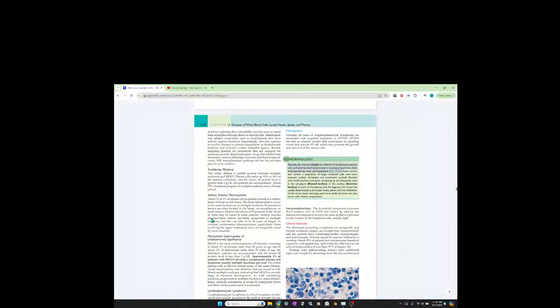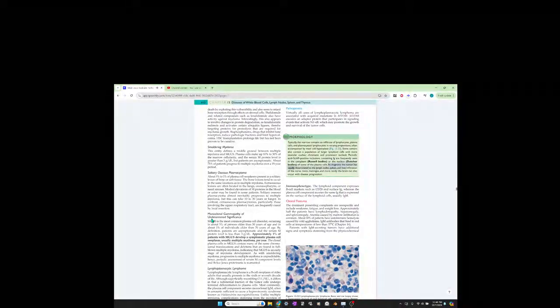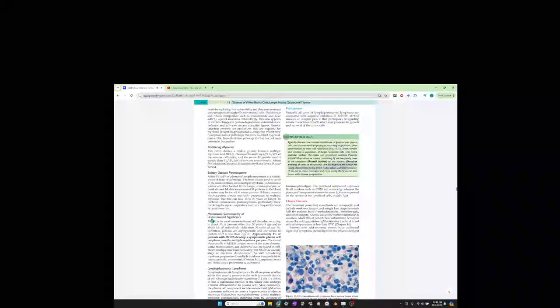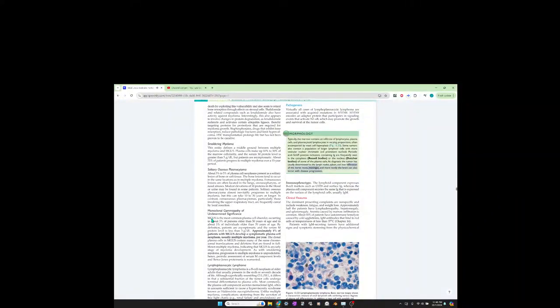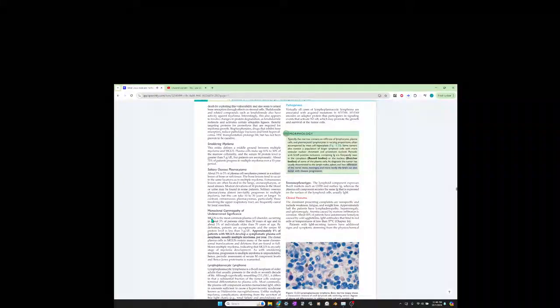Morphology. Typically, the marrow contains an infiltrate of lymphocytes, plasma cells, and plasmacytoid lymphocytes in varying proportions, often accompanied by mast cell hyperplasia. Some tumors also contain a population of larger lymphoid cells with more vesicular nuclear chromatin and prominent nucleoli. Periodic acid-Schiff positive inclusions containing Ig are frequently seen in the cytoplasm or the nucleus of some of the plasma cells. At diagnosis, the tumor has usually disseminated to the lymph nodes, spleen, and liver. Infiltration of the nerve roots, meninges, and more rarely, the brain can also occur with disease progression.